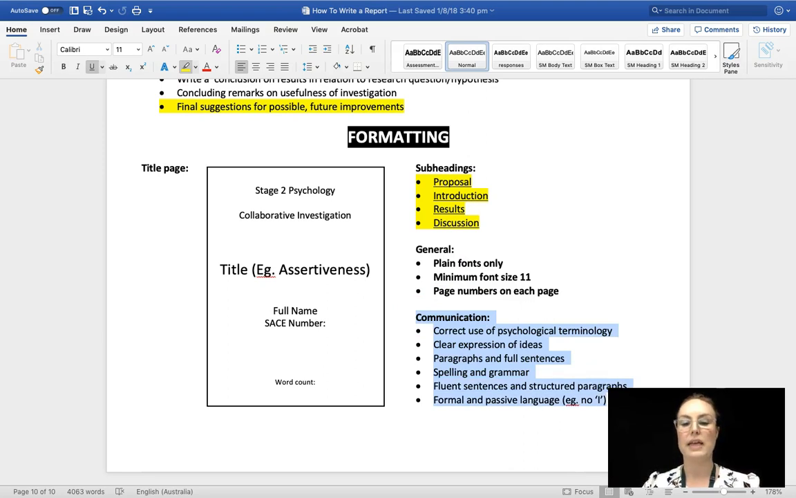And then in terms of communication, the key here is that you need to be writing very formally. Your proposal is the only thing that is in future tense. The rest should be in past tense. And you need to be writing in a way that's very clear, very logical, very concise, and very well structured. So paying careful attention to that as well.